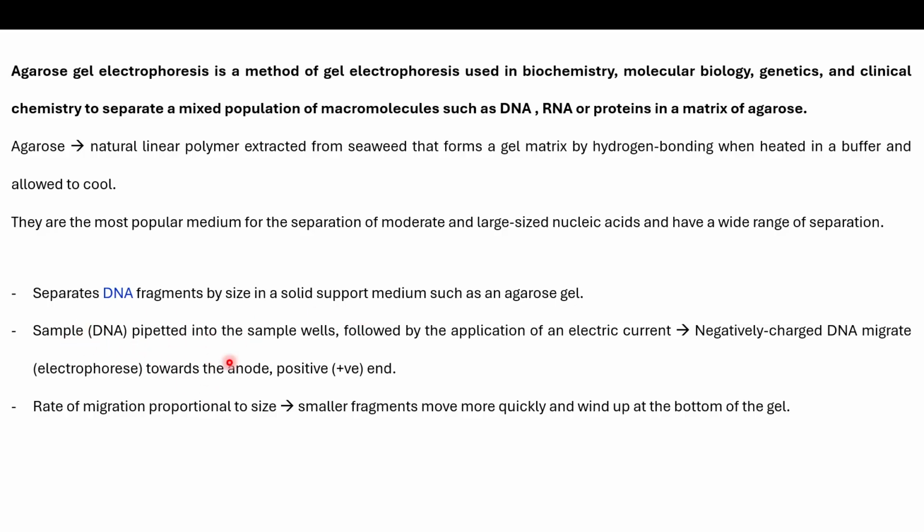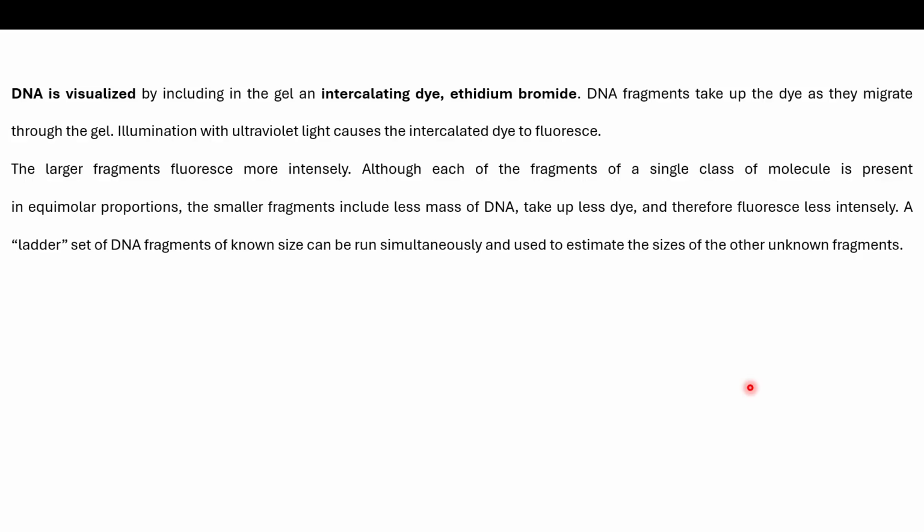Sample like DNA or RNA is pipetted into the sample wells, followed by the application of electric current, and the rate of migration is proportional to the size. Smaller fragments move more quickly and wind up at the bottom of the gel. DNA is visualized by including in the gel an intercalating dye, which is ethidium bromide. DNA fragments take up the dye as they migrate through the gel.